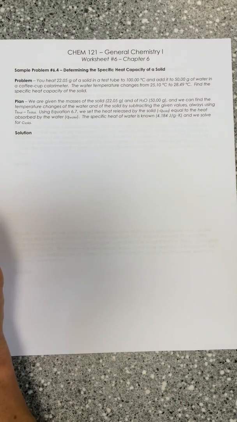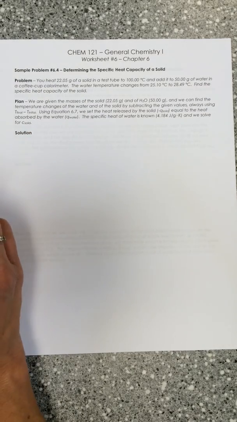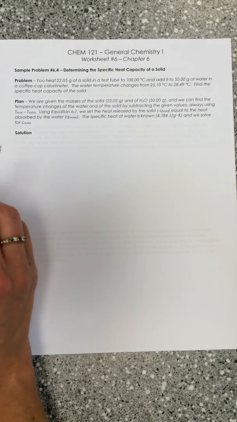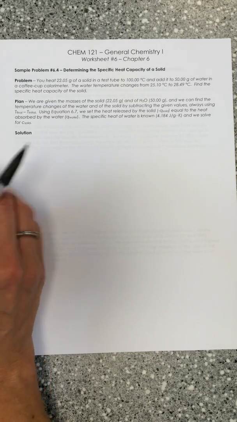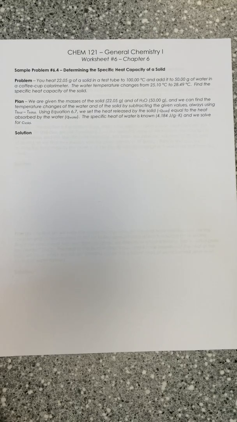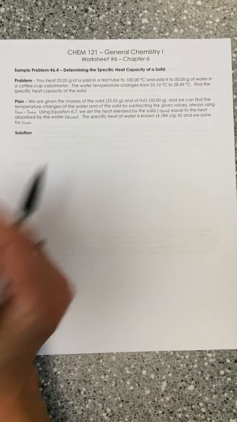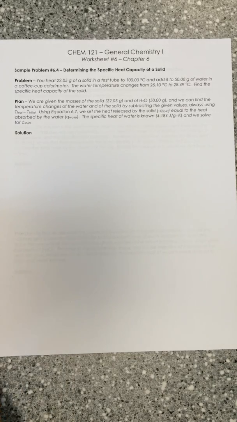And so what we're going to see in the next few sample problems is physical changes in terms of heat exchange. We're going to see chemical processes in terms of heat exchange, and we'll see chemical processes in terms of combustion with heat exchange. So our first problem has to do with heat exchange between a hot piece of metal that we put into room temperature water.